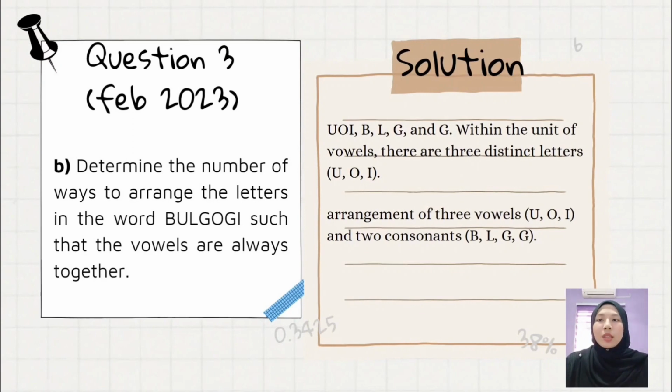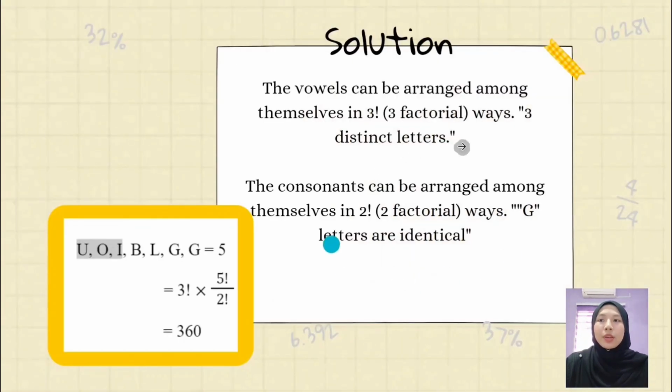Next, we can consider the arrangement of these 5 units as the arrangement of the vowel block U, O, I and 4 consonants B, L, G, G, since the 2 G letters are identical. So the vowels can be arranged among themselves in 3 factorial ways as there are 3 distinct letters. The consonants can be arranged among themselves in 2 factorial ways considering that the G letters are identical. So the total number of arrangements is given by multiplying the number of arrangements within each group.